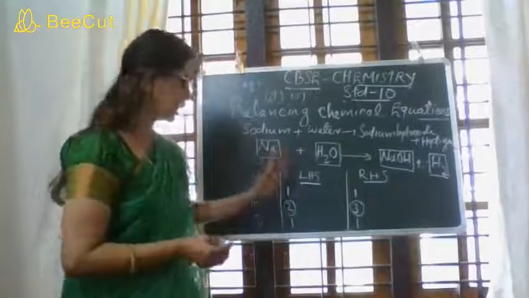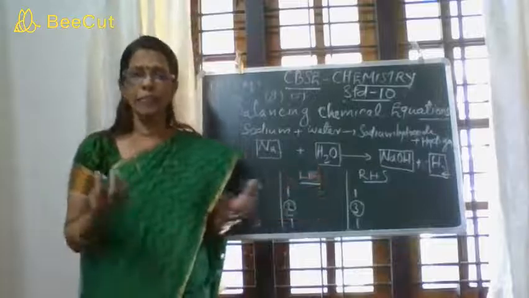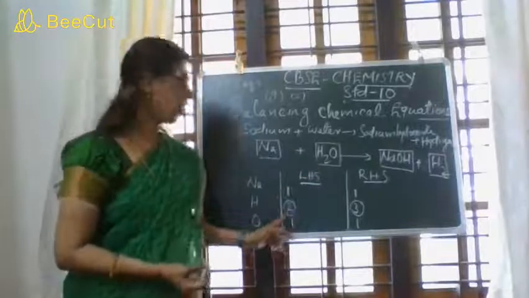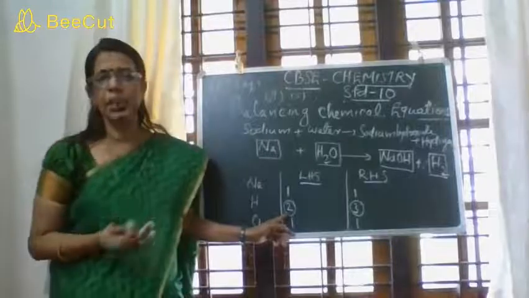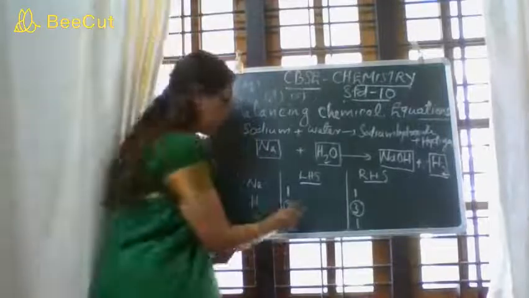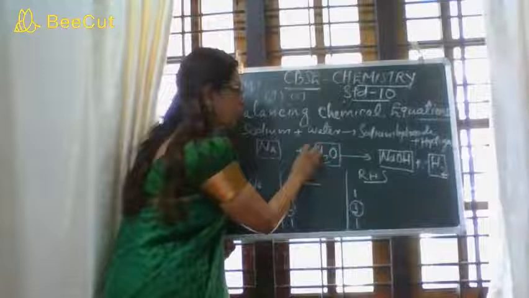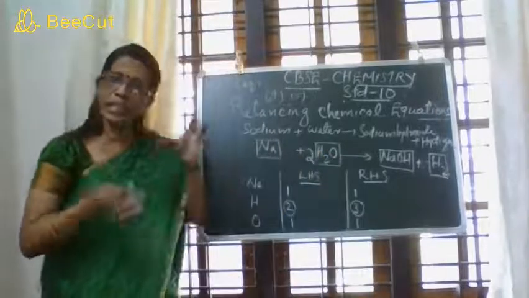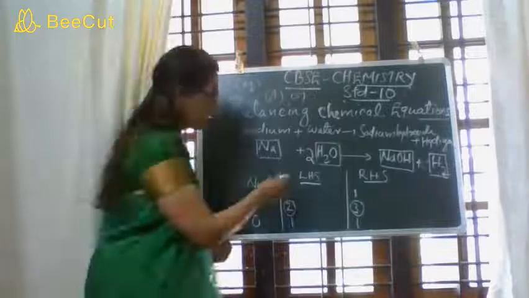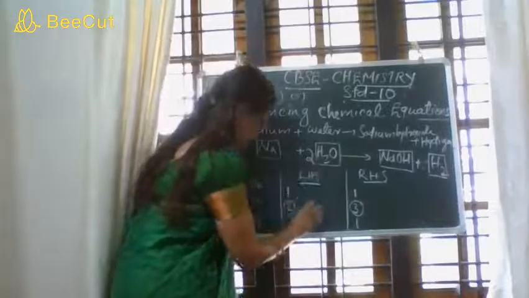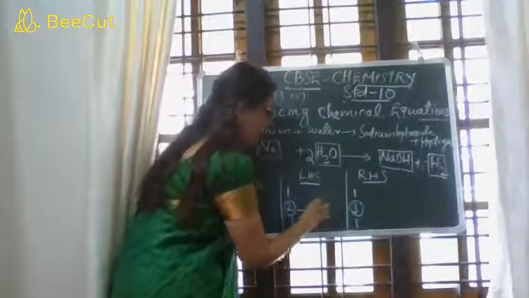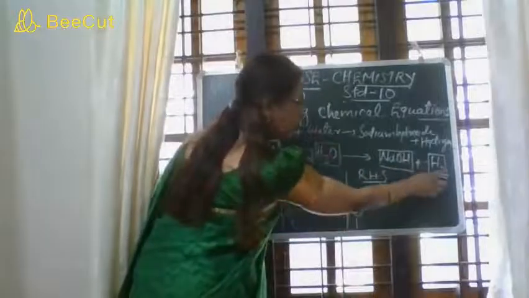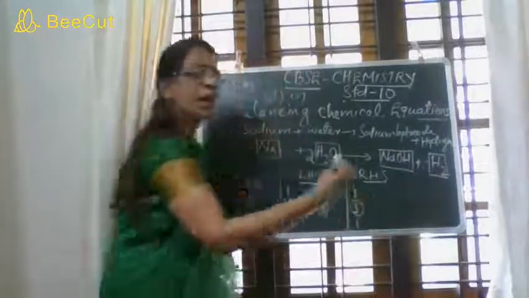So we first check which side has a low number of hydrogen. Here hydrogen on the LHS, the left hand side or reactant side, is less. So we can change that by putting 2 here. This is the trial and error method, or hit and trial method. So we can change the number. Then 2 into 2, now the hydrogen becomes 4. Here the hydrogen is 1 plus 2, 3. So that also we have to increase.